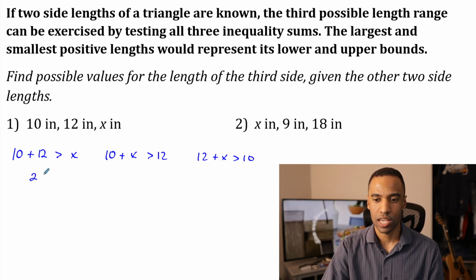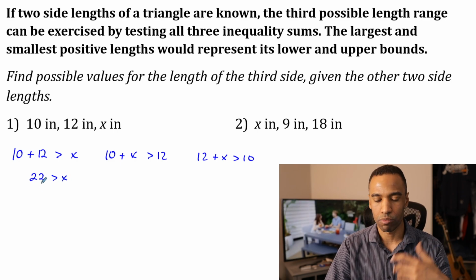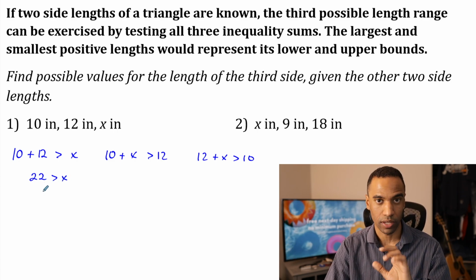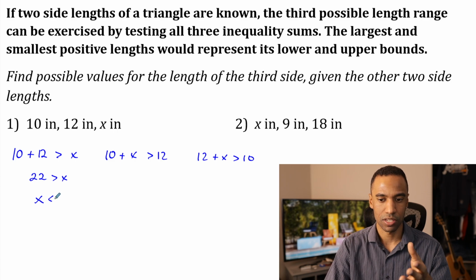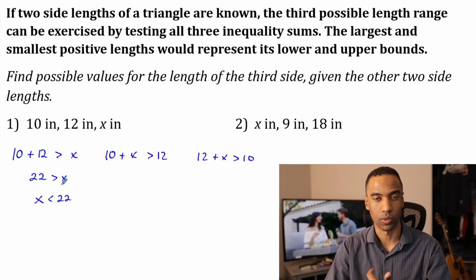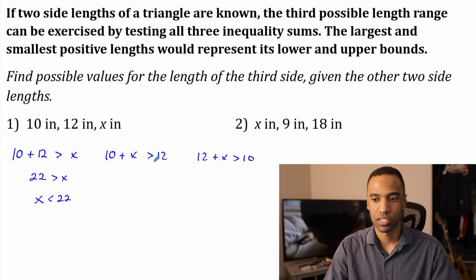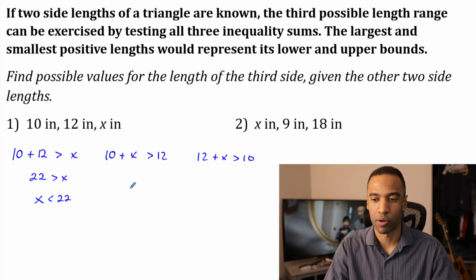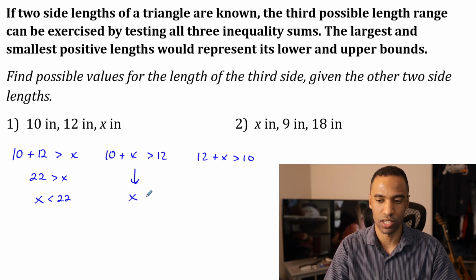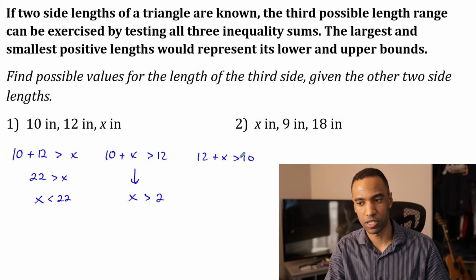When I add 10 and 12, I get 22. This says 22 is greater than x. But if you've ever been with me with inequalities, I always say write the inequality on the left. So flip this, x less than 22. This is potentially an upper range for what we're looking at here because it's a less than. 10 plus x is greater than 12. If I subtract 10 from both sides, I'm going to get a statement that says x is greater than 2. By the way, these are inches. And 12 plus x is greater than 10.